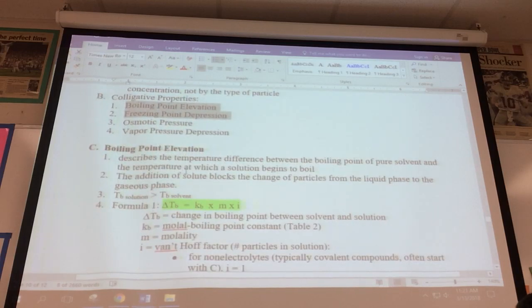With boiling point elevation, again, you're going to see that there is a temperature difference between the boiling point of the solvent and the boiling point of the solution, and we'll take a look at that.